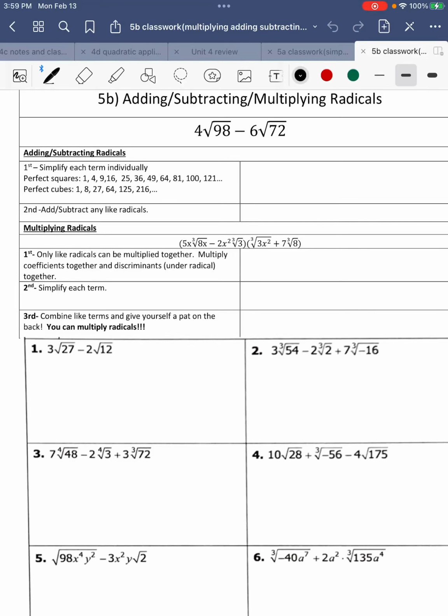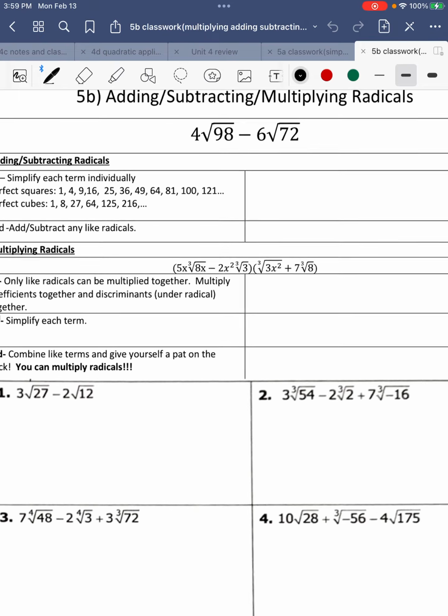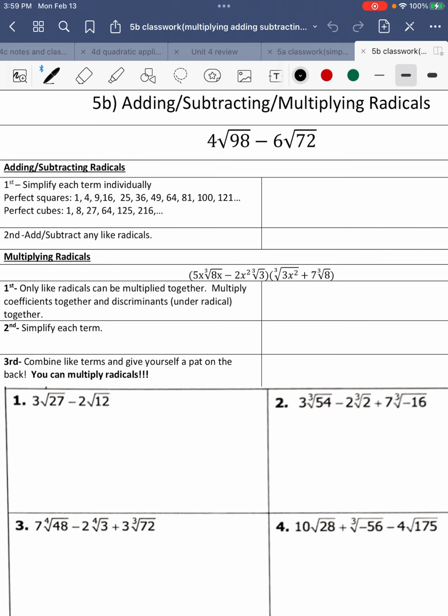All right, so 5b is going to be multiplying, adding, and subtracting radicals. I'm going to start off with adding and subtracting. Adding and subtracting are really going to be the same rules. And we'll work on the first problem here. The first thing you're going to do is simplify each term individually.